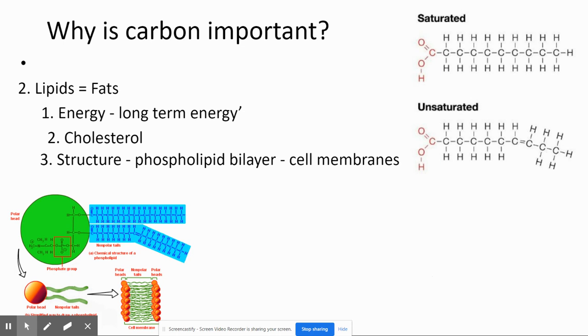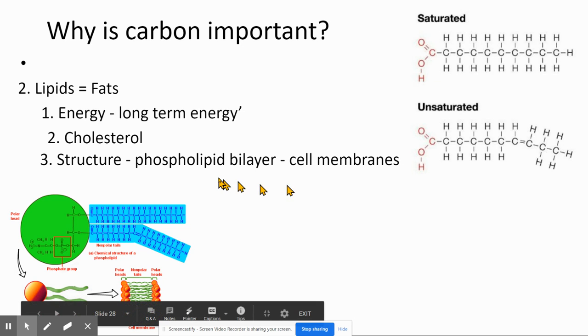The second one is lipids. Lipids are how you store long-term energy. Cholesterol is considered a lipid. So if you have high cholesterol, they want to put you on medicine. But it's also structural in the phospholipid bilayer, and this is what cell membranes are made up of.